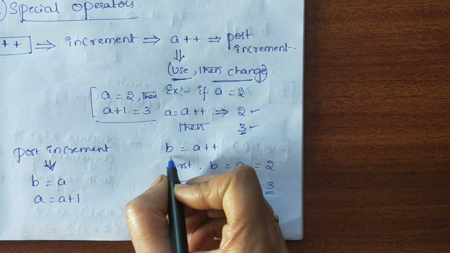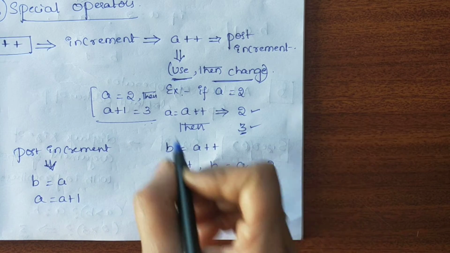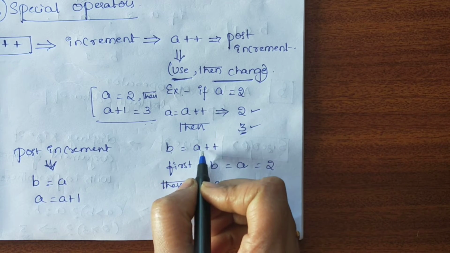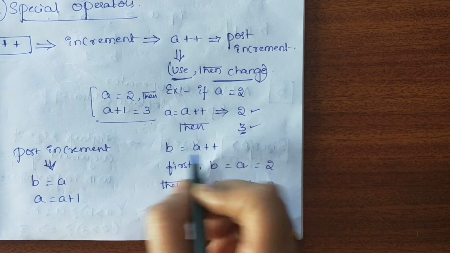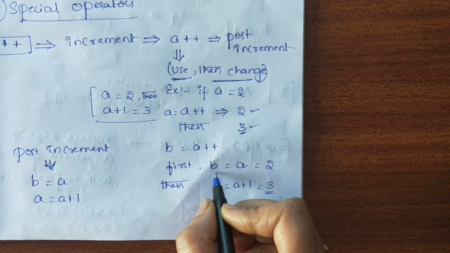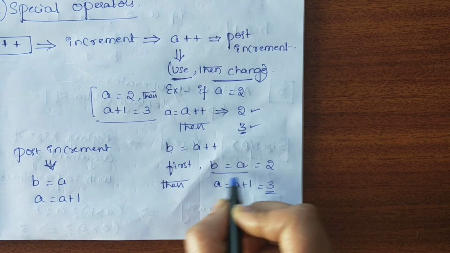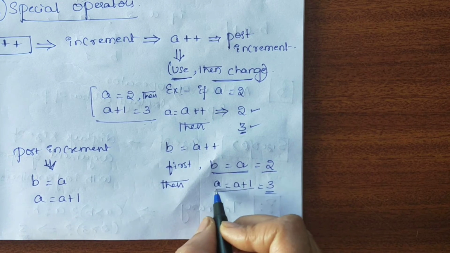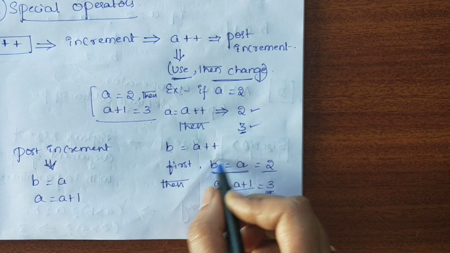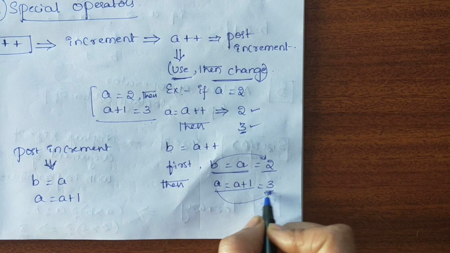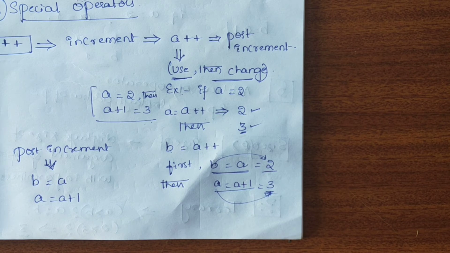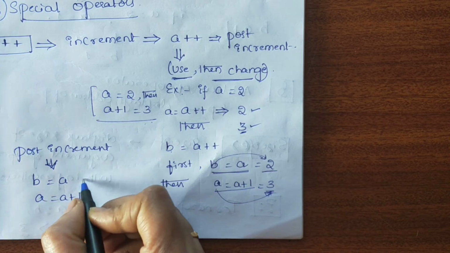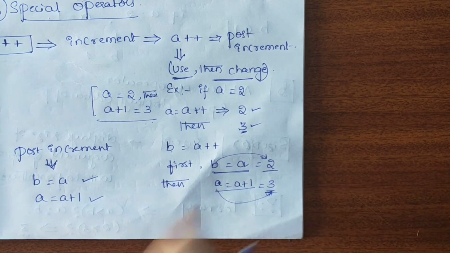Suppose b is equal to a plus plus. Instead of assigning a plus plus to a itself, if we assign a plus plus to b, then what is the value of b? The first value of b is equal to a, that is 2. Then a will get incremented, then a's value will be 3. So b value will be 2 and a value will be 3. And this is called post increment. In post increment, first we assign the value and then we increment.